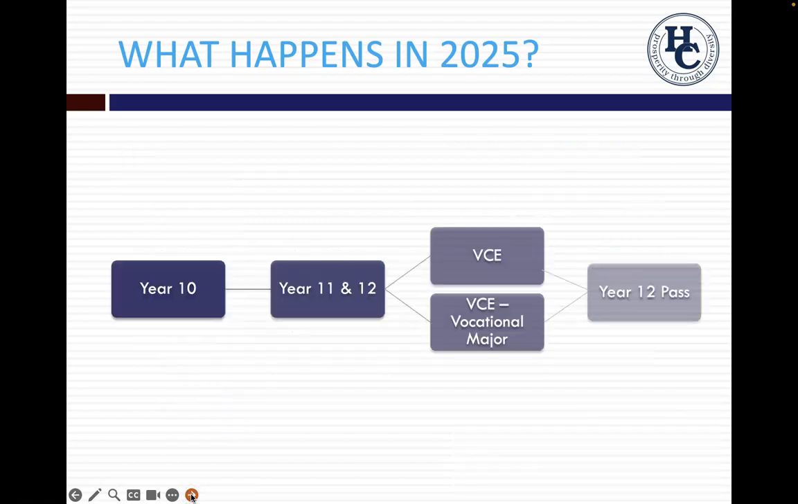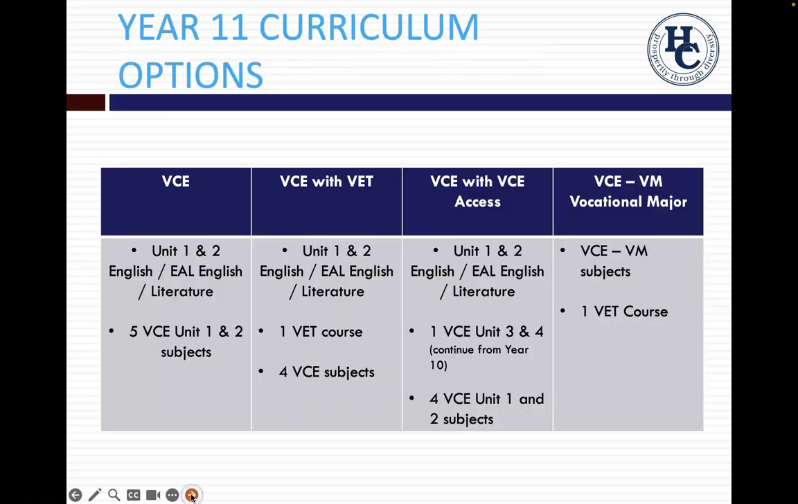So if we think about finishing Year 10 this year and moving into a program which is going to run across our Year 11 and Year 12, whether you choose the VCE or the VCE vocational major, if you fulfill the requirements of either of those programs, you will complete your senior secondary education with a Year 12 pass. But we need to think a little bit about what these two programs are and which one is going to be the right one for you.